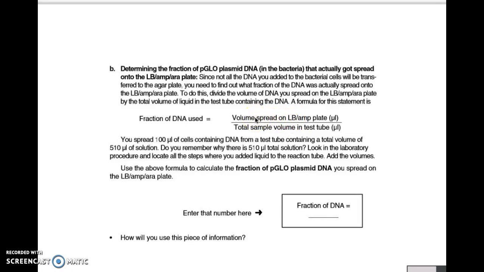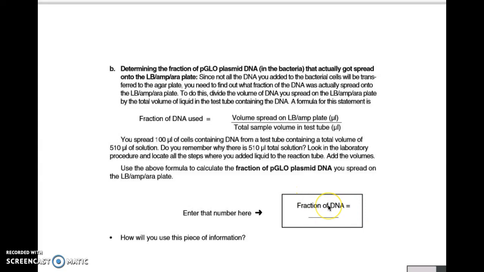Now, this is right from your procedure. You used the disposable pipetters to pipette 100 microliters of cells that were mixed with the pGLO. And remember, you had 250 microliters of transformation solution, 250 microliters of Luria broth, and then you had 10 microliters of DNA. And so that's where the 510 comes from. That's your total sample in your microcentrifuge tube. So you had 100 microliters, that number's right there, over 510 microliters. That's right from your procedure. And that gives you the fraction of DNA. So I'm going to let you do that math yourself. I'm not going to tell you the answer.